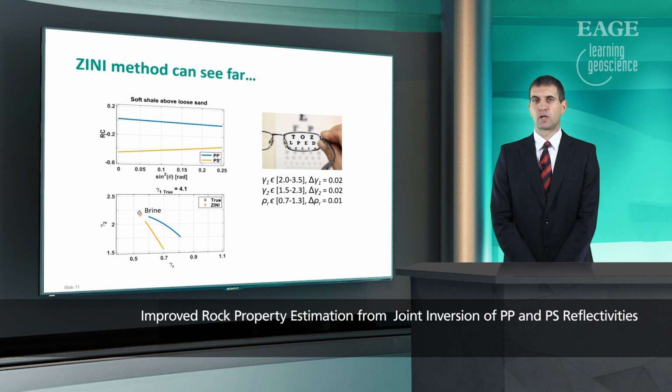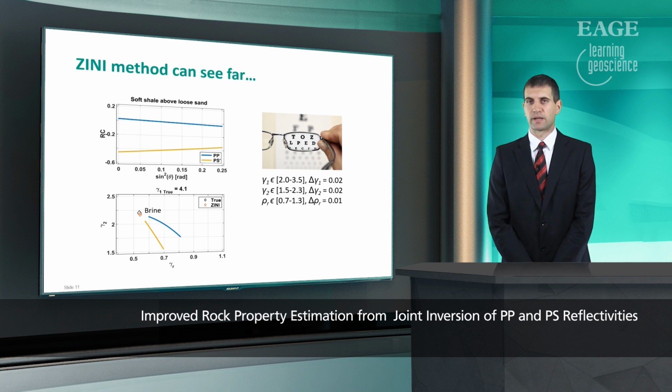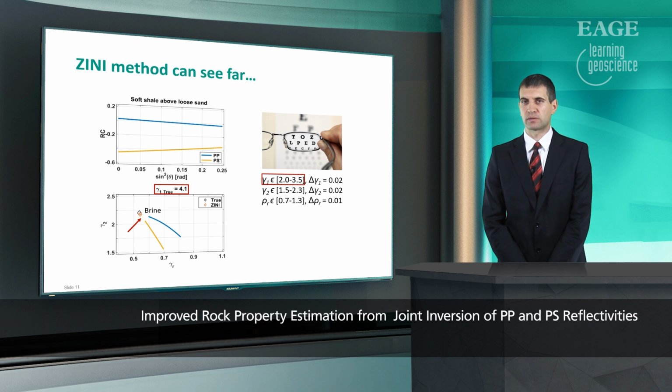One of the strengths of the Zinio method is that it can see far, as demonstrated on the soft shale loose sand interface. The discretization of the problem is the same as in the previous case, the shale cemented sandstone interface. The true value of gamma 1 in soft shale, which is set to 4.1, is well above the upper limit of the sampling space of this parameter, which is set to 3.5. Nevertheless, the intersection of two quadratic equations gives a solution close to the true gamma R, gamma 2 values.